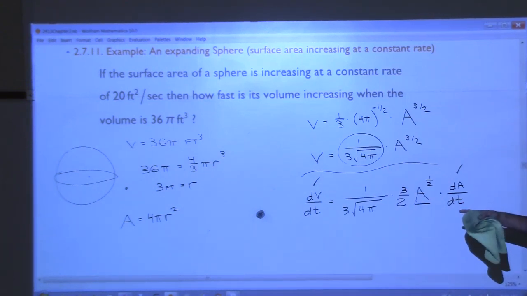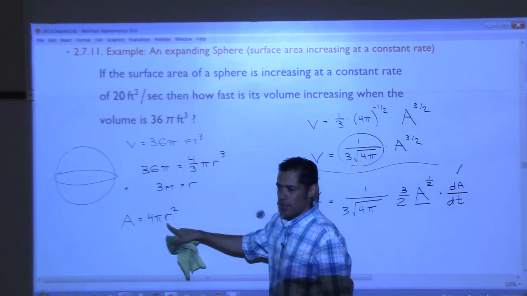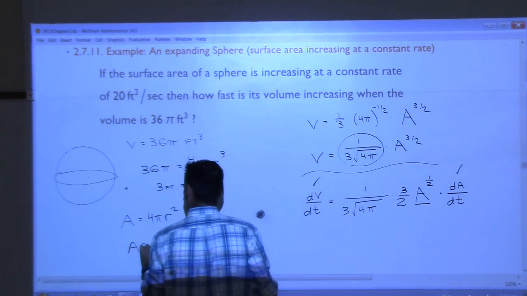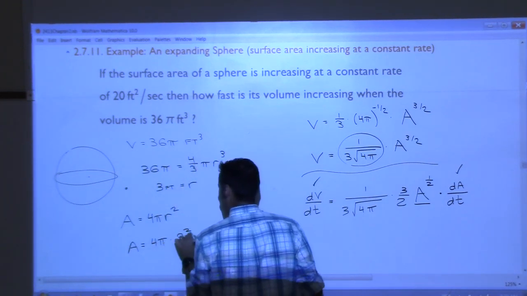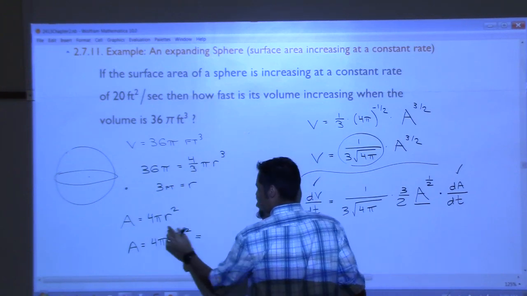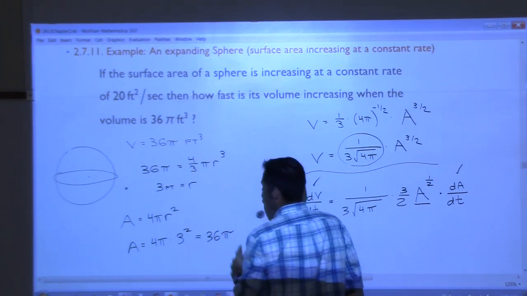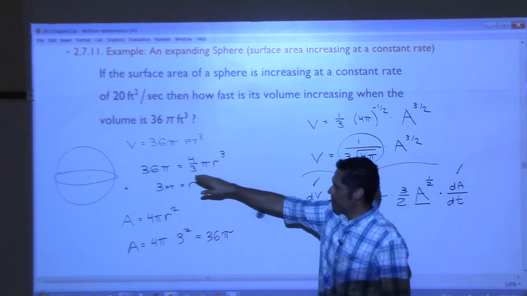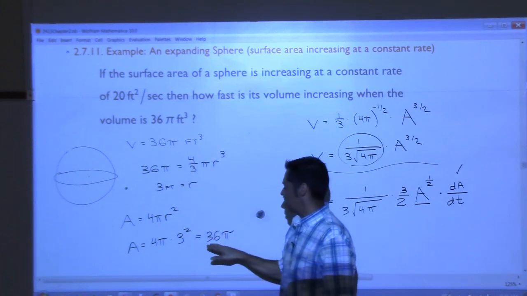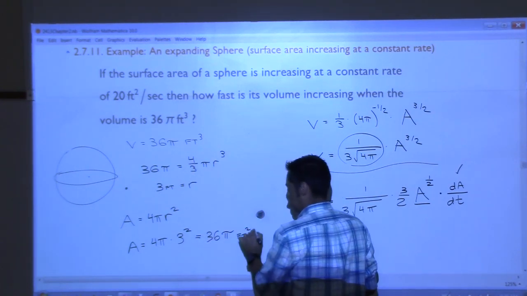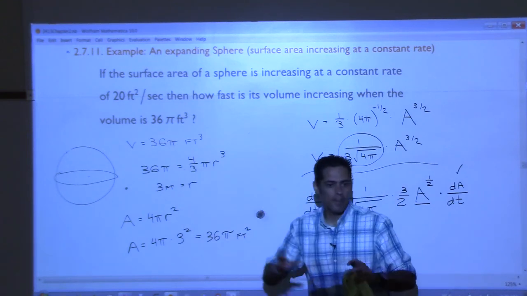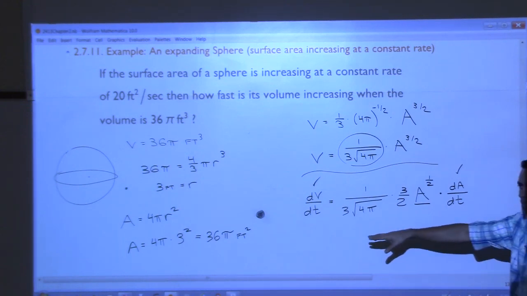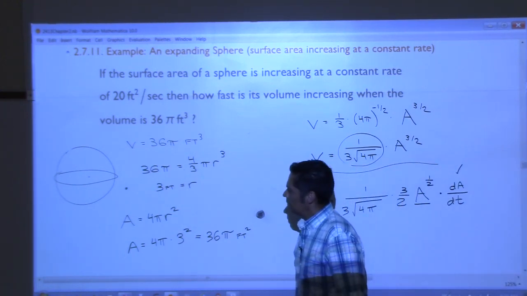So now, if I know the radius is 3 feet, I can come down here to my area formula and get the area, right? So using that, area is 4 pi times 3 squared, which is 36 pi. Now, it's just coincidental that they're the same value, okay? Because this 36 pi cubic feet is not the same as 36 pi square feet. I mean, it's the same number, but they represent two different things, a volume versus an area. If you had any other radius, it would be different, all right? Okay, we good?